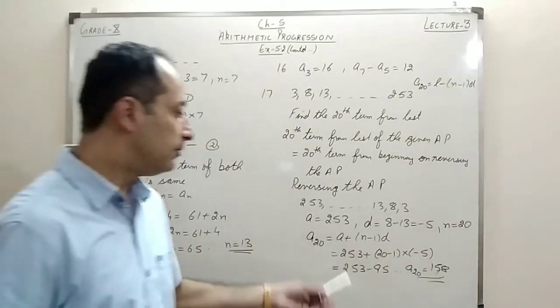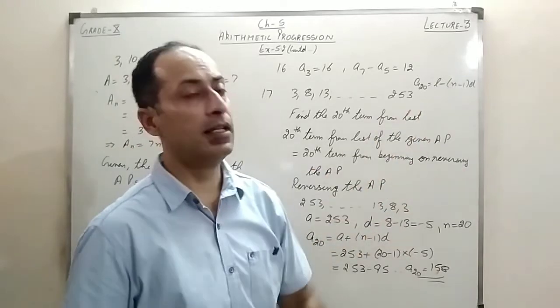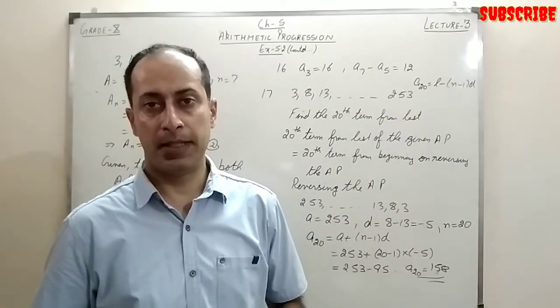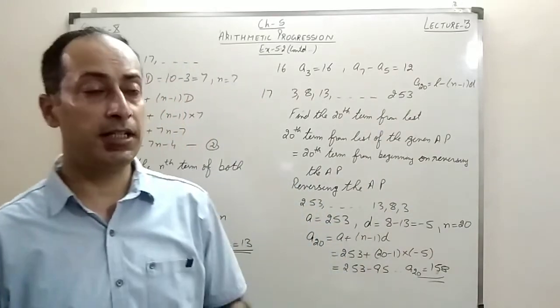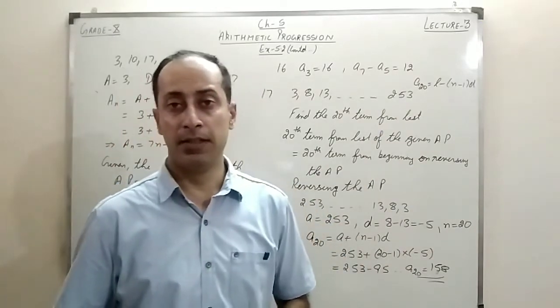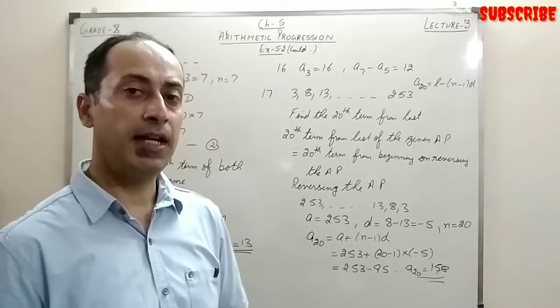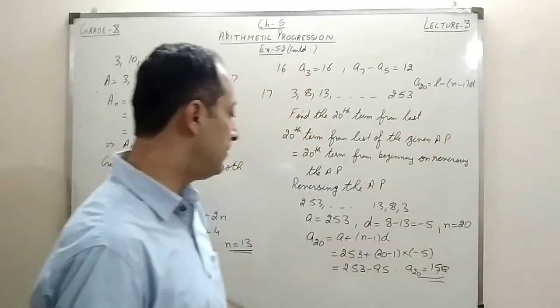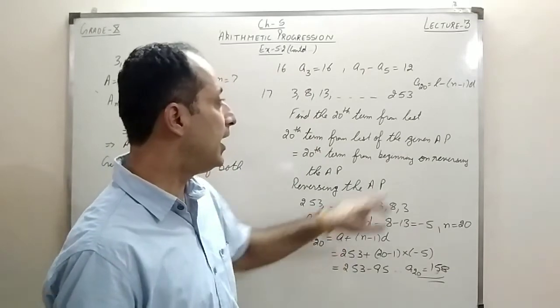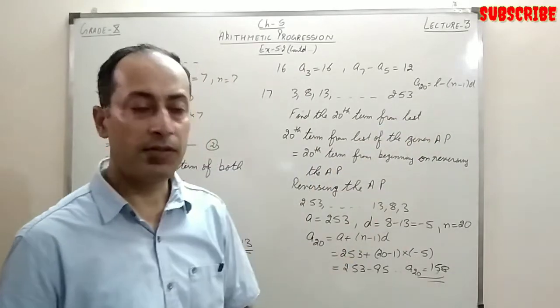See, it's the same thing. Here L means last term. But this is not exactly the 20th term. A20 here means 20th term from the beginning. So if we have to write from the back, I have to change the symbol also. But this thing means the same. So you see, this is A, I write L here, so L is the last term, 253.